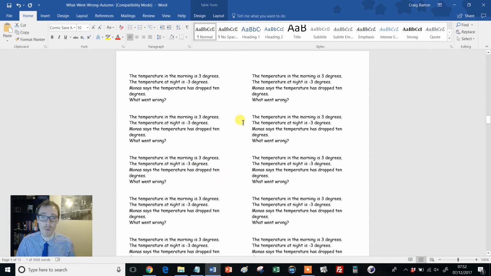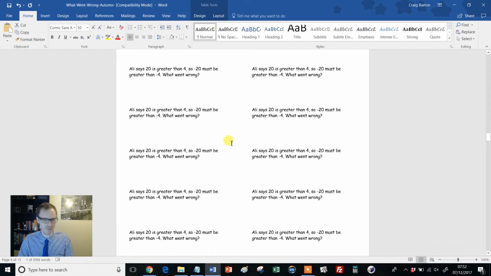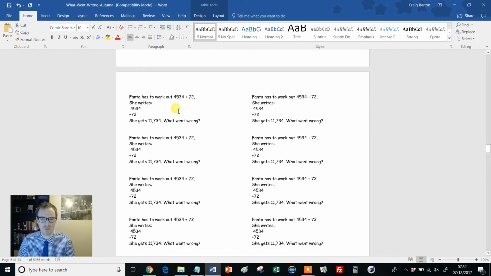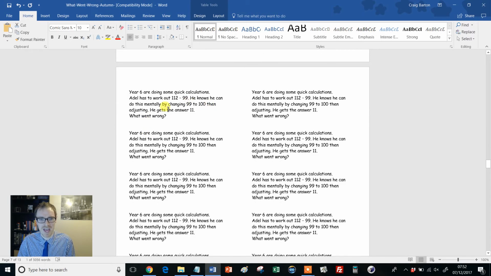It's highlighting common misconceptions. Can students identify the misconception? Can they explain the misconception? Can they correct the misconception? Wonderful, wonderful skills. And project on the board or print these out. So negative numbers. We get some column addition there. That's a particularly nice one. That's something I see a fair bit.